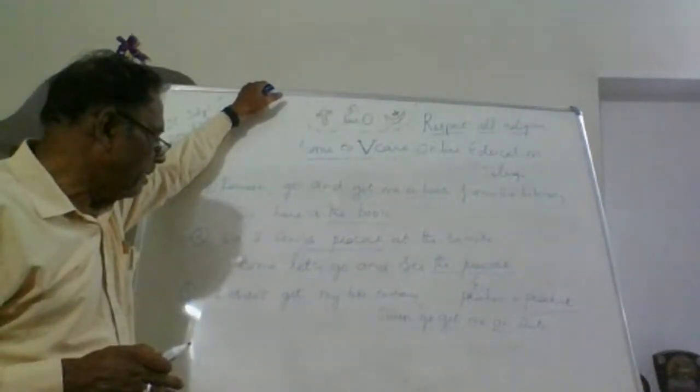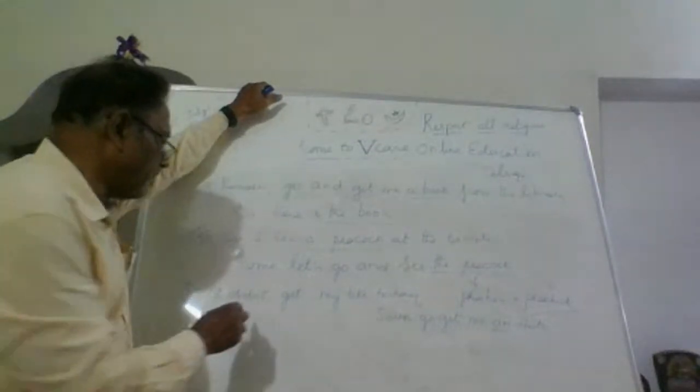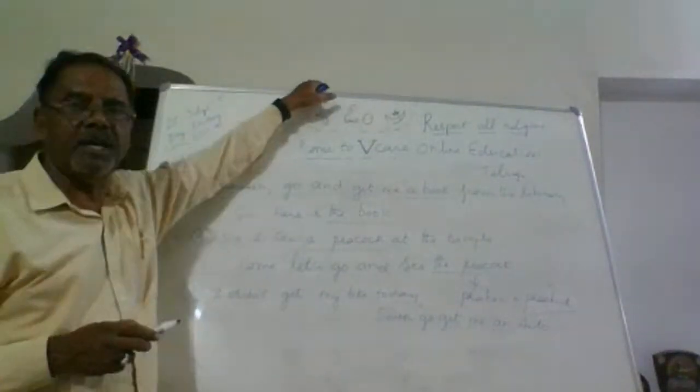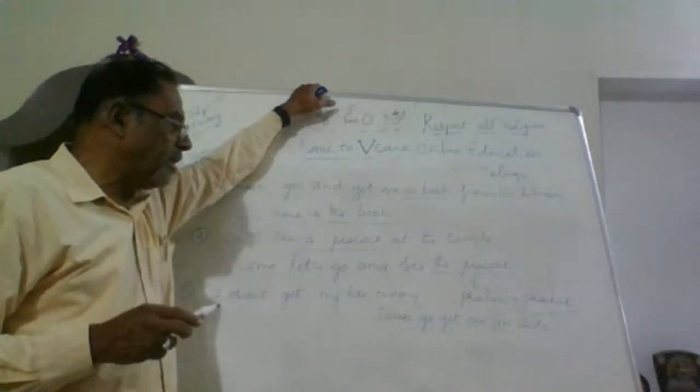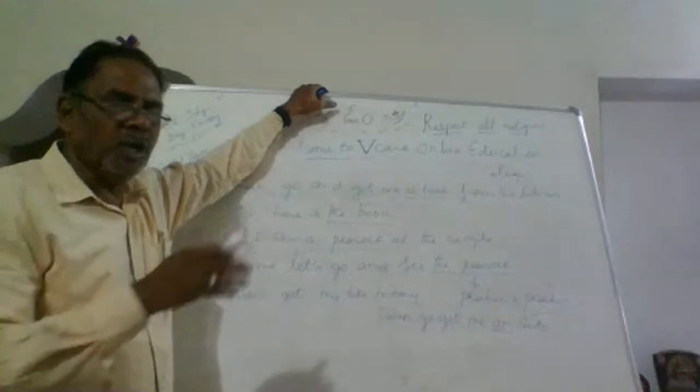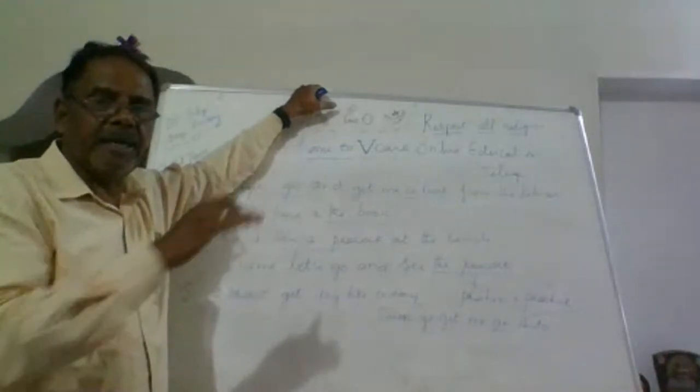So I say, I didn't get, look at that. After didn't, it is a present form of verb. You should not say I didn't got. I didn't get my bike today. Suresh, go and get me an auto. Suresh goes there and he gets an auto.